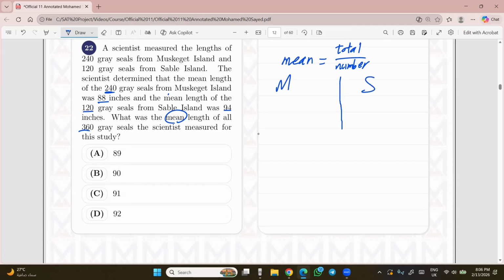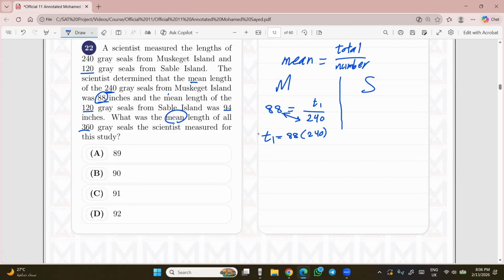The Muscogee Island, 240. This is the number. It should be written down here, 240. And the total we don't know. Let's name it T1 because we still have another T different. And the mean is given here. Look at the question. The mean of the 240 is 88. So we write 88 here. And then we cross multiply. If you want to get the value of T, just multiply these together. T1 is equal to 88 times 240. Let's keep the calculation to the end of the question.